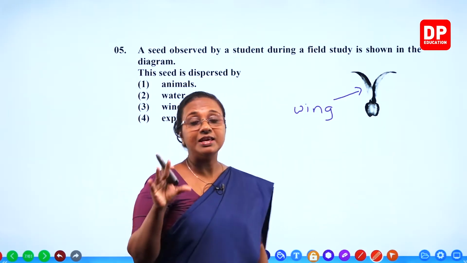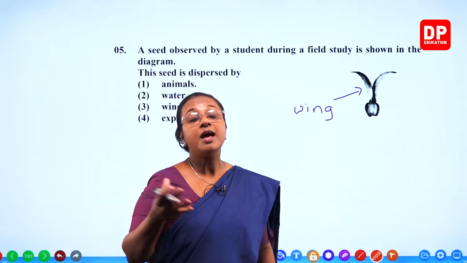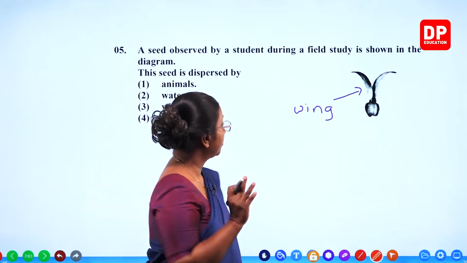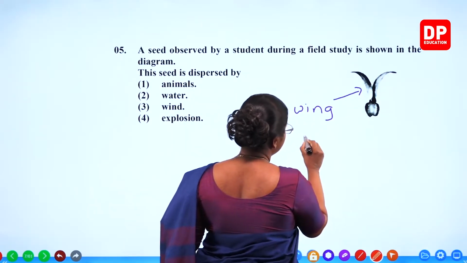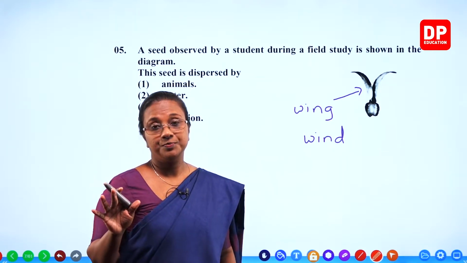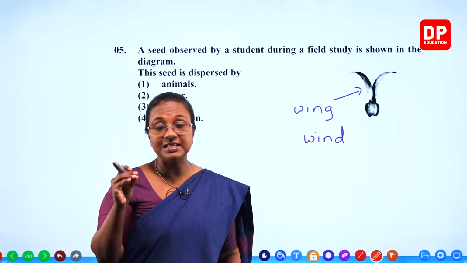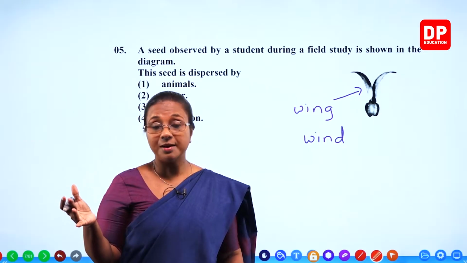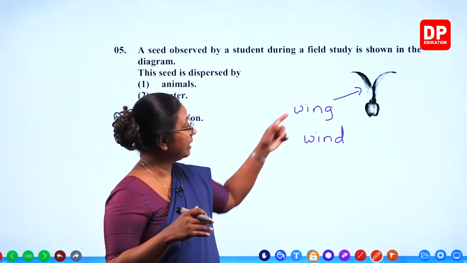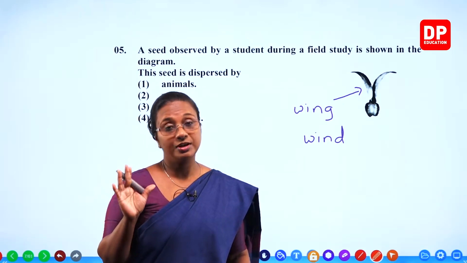Now, when you have wing-like structures, hair-like structures, or cotton wool-like structures and light seeds, you all know they are usually dispersed by wind. So, from this wing-like structure itself, you can identify that they will be dispersed by wind. That is what you need to look for. Normally, when they are dispersed by wind, they are tiny seeds, they are light, they are produced in large number. Then they have structures to float with the wind: hair-like structures, wing-like structures and wool-like structures. That is something you have to remember, students.